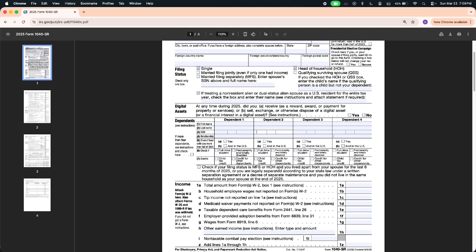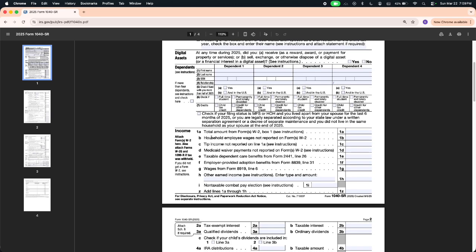So after that, move down to the income section. This part is used to report the main types of income. That includes wages from a W-2, taxable interest, dividends, IRA distributions, pensions, annuities, Social Security benefits, capital gains, and other income if it applies. As each amount is entered on the correct line, the form totals everything to help calculate total income and adjusted gross income. If there are adjustments to income, those are also included before reaching the adjusted gross income line.